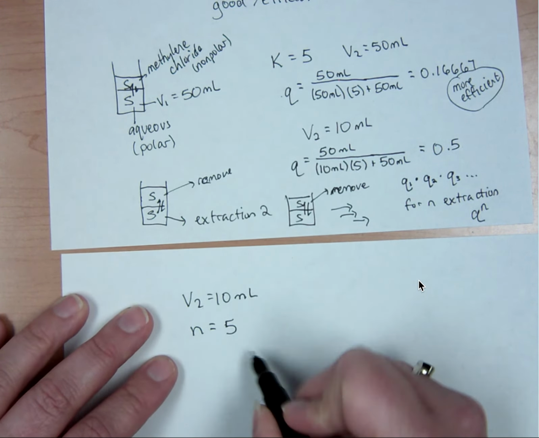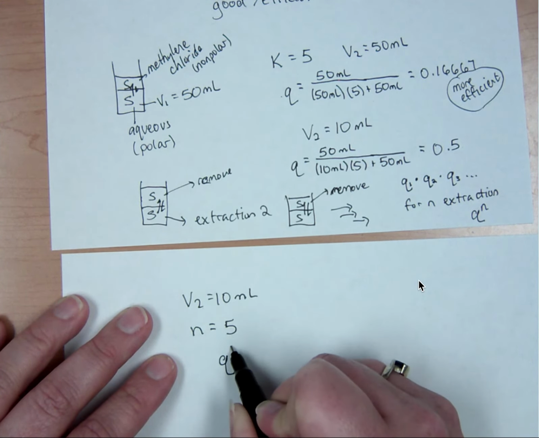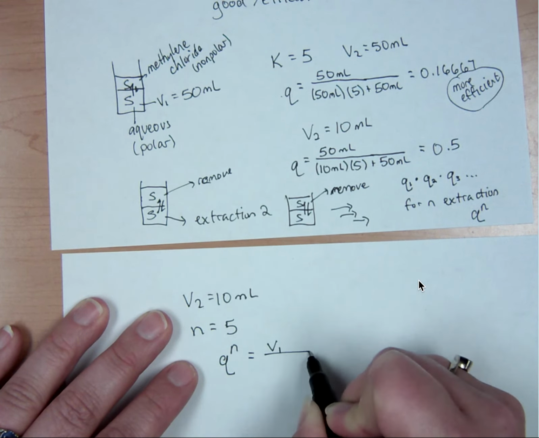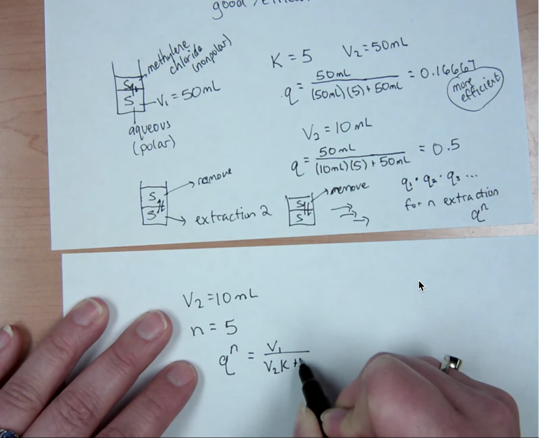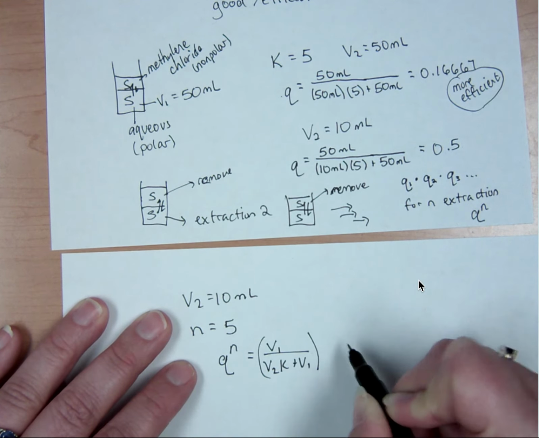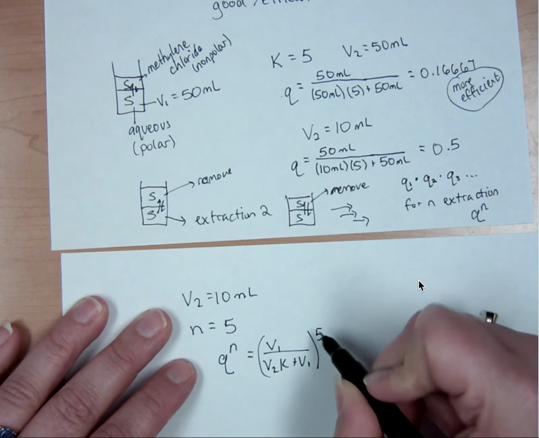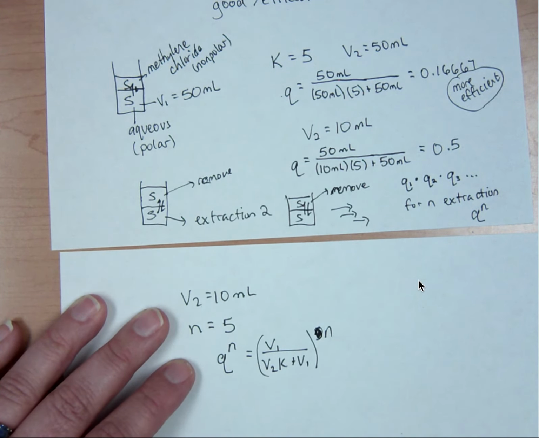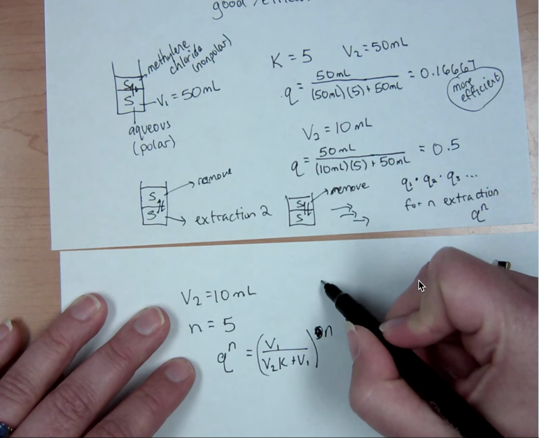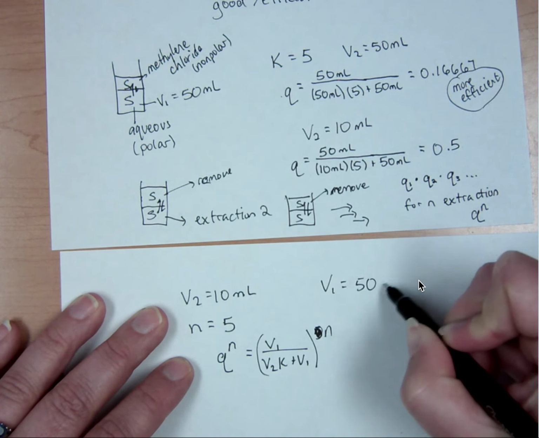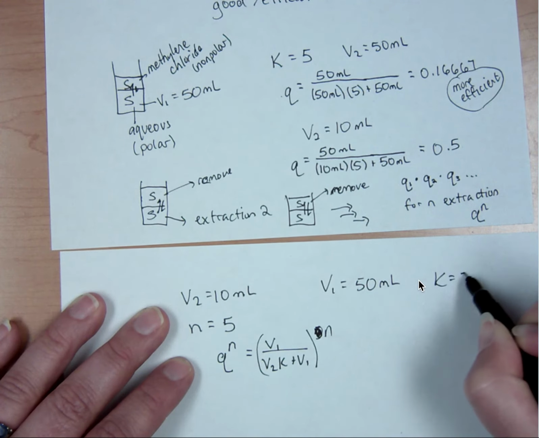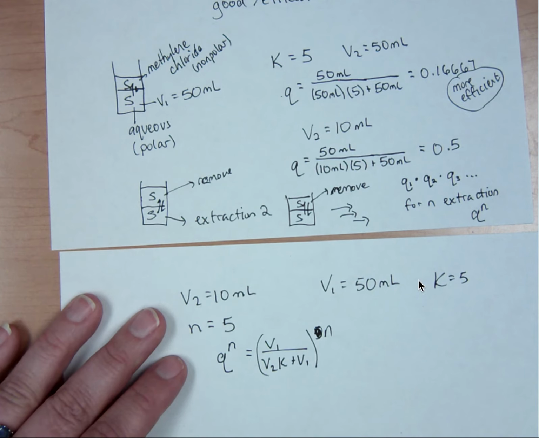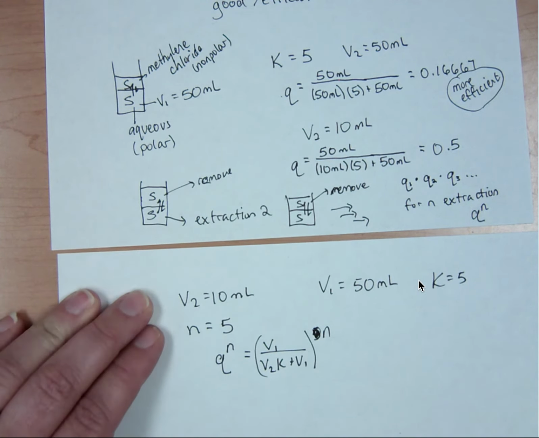So what does this mean? So we would have Q to the N is going to equal our V1 over V2K plus V1, and we're going to raise this to the power, well, in the general form, N, right? Our V1 is still 50. Our K is still 5. And let's see what our extraction efficiency is now that we're going to do 5 sequential extractions of 10 mils each.